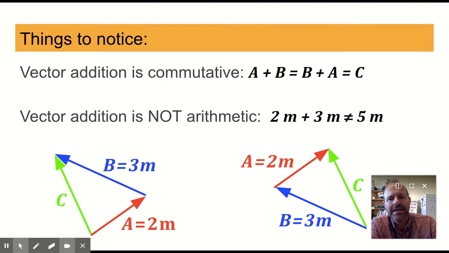This means that vector addition is commutative, meaning whatever order you do it in, you get the same thing. But it is not arithmetic, right? This is not just adding up 2 meters plus 3 meters to get 5 meters. That would be incorrect. That would only work if those vectors were along the same line.